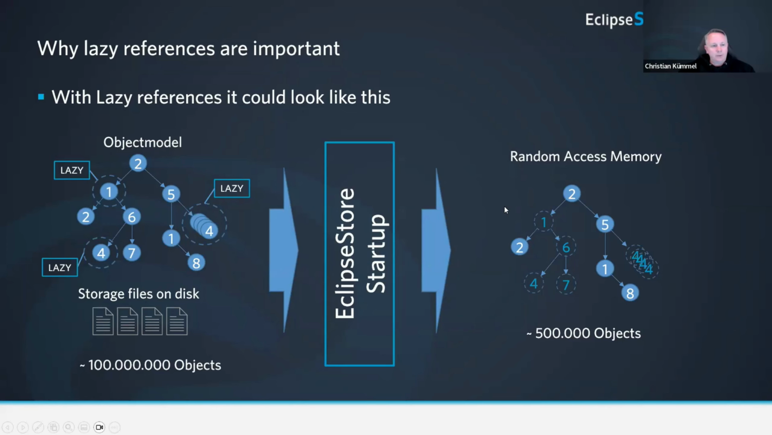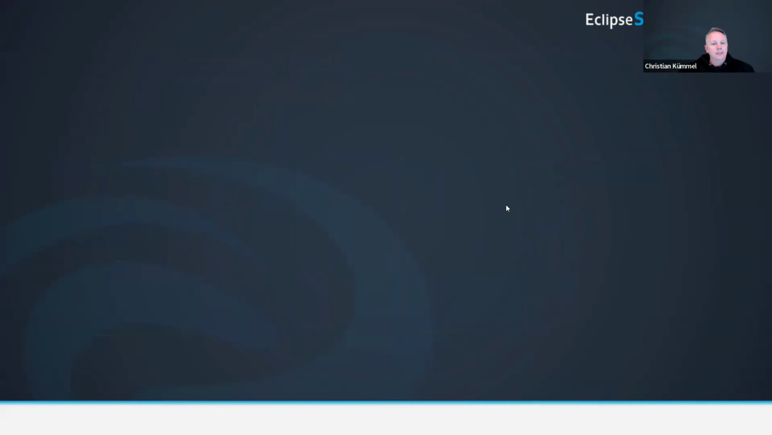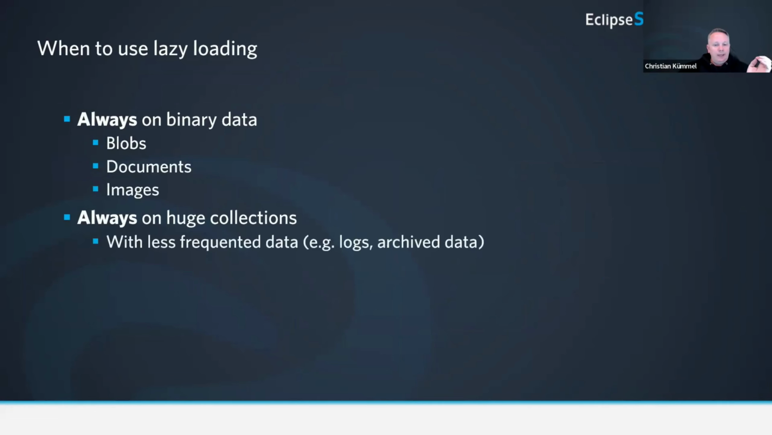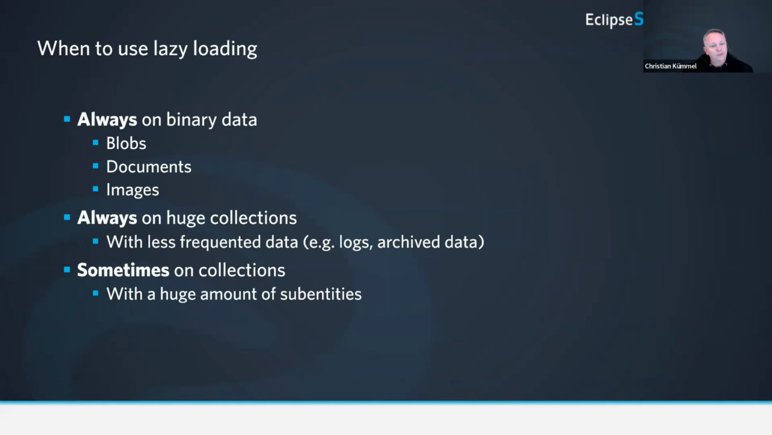Okay, so this is how it works. Lazy itself is working as a wrapper. So when to use it, as I already mentioned: always on binary data, so on blobs, documents, images, whatever. And I would also recommend using it on huge collections with less frequented data, let's say logs and archived data and so on. And sometimes on collections with a huge amount of sub-entities.